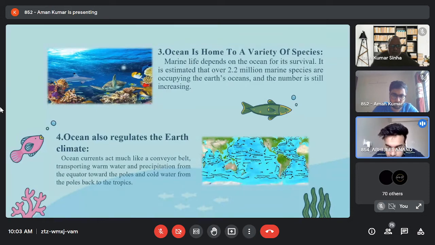Oceans also regulate the Earth's climate. In many ways, the sea regulates our climate. It soaks up the heat and transports warm water from the equator to the poles and cold water from the poles to the tropics. Without this current, the weather would be extreme in some regions and fewer places would be habitable. It regulates rain and drought, holding 97% of the water of our planet.